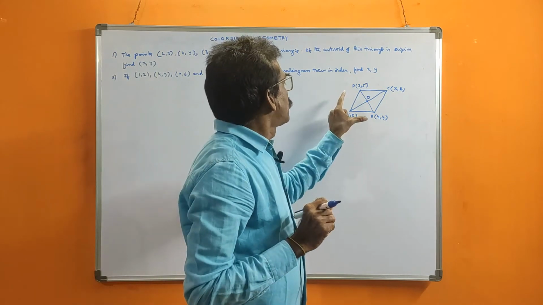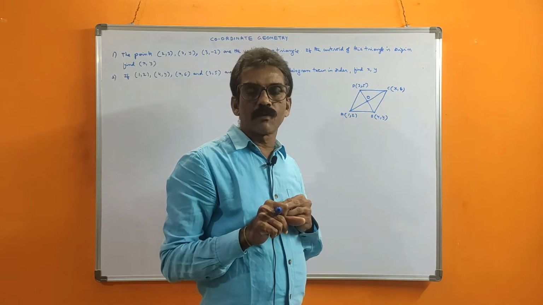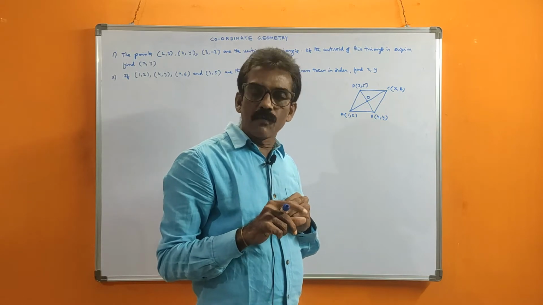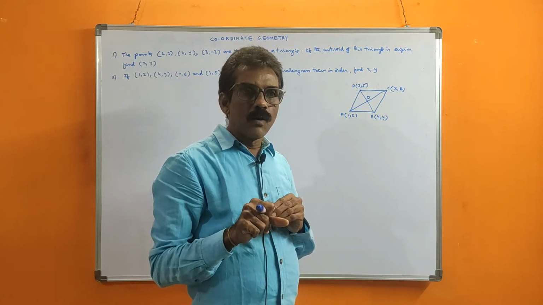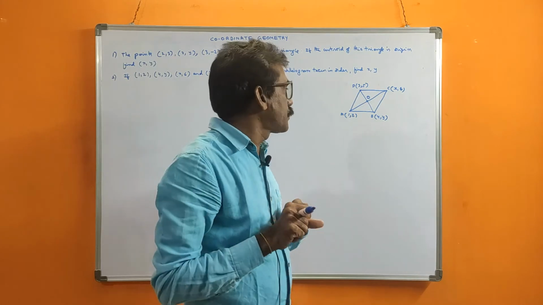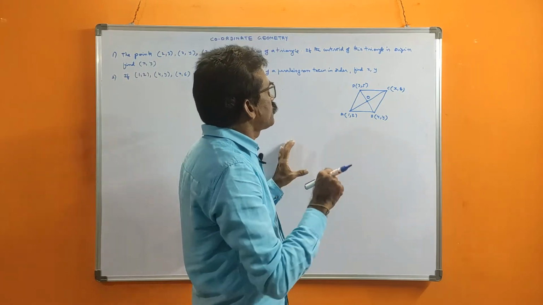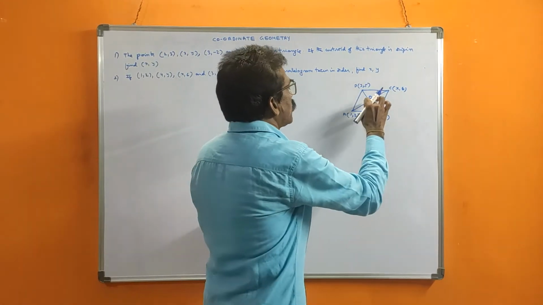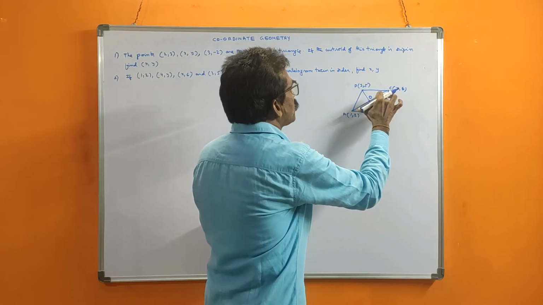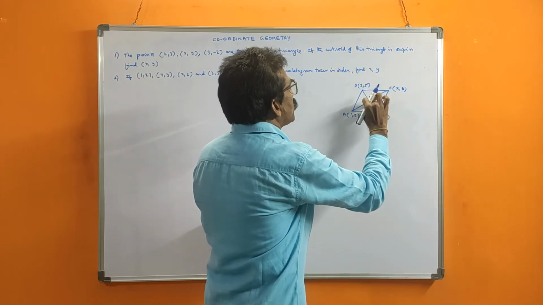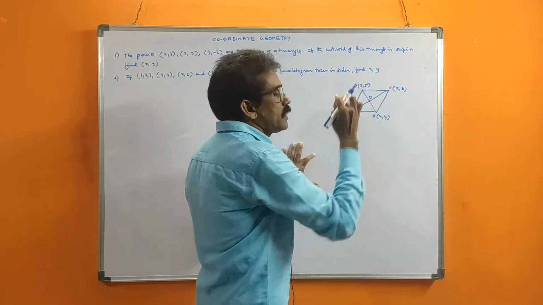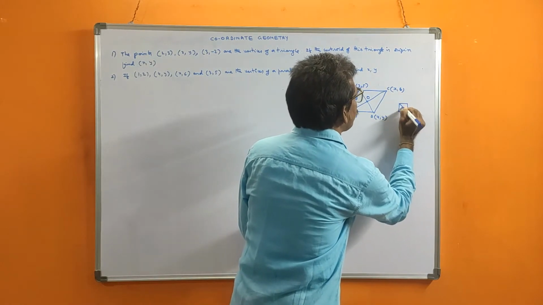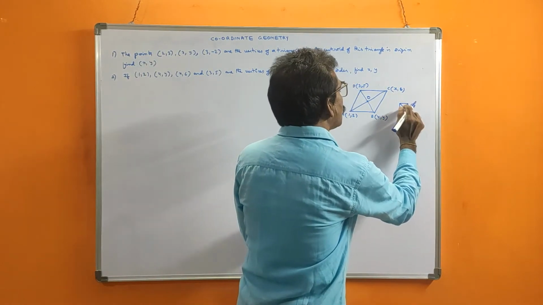But here, the diagonals bisect each other. In a parallelogram, also a rectangle, also a square, also a rhombus, the diagonals bisect each other. Bisect means they divide each other into equal parts. That means this point divides AC into equal parts and BD into equal parts. That is, this is the midpoint of AC and BD. Suppose a square: in a square also, the diagonals bisect each other.